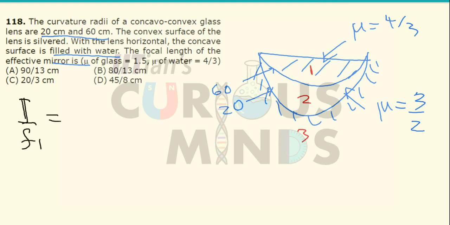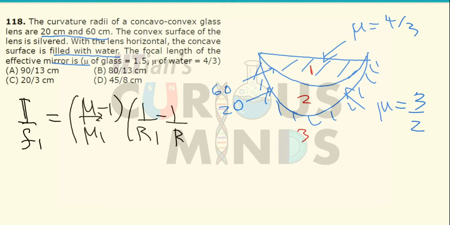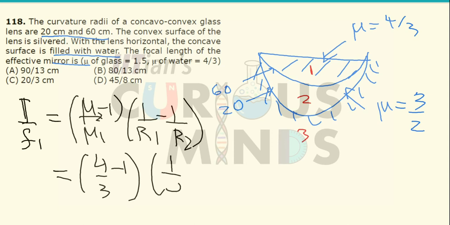So 1 by f1 will be equal to, we will use the lens maker's formula, mu 2 by mu 1 minus 1, times 1 by r1 minus 1 by r2. First of all, understand that for this combination, mu 1 will always be equal to 1, because I am comparing the focal length with respect to air. So mu 2 is equal to 4 by 3, minus 1, times 1 by r1, which is 1 by infinity, minus 1 by r2. Here r2, the radius of curvature, is situated on the left hand side, so it will be equal to negative 60.